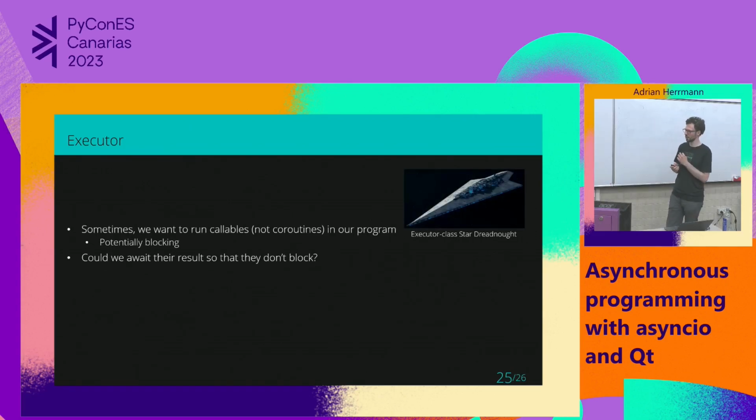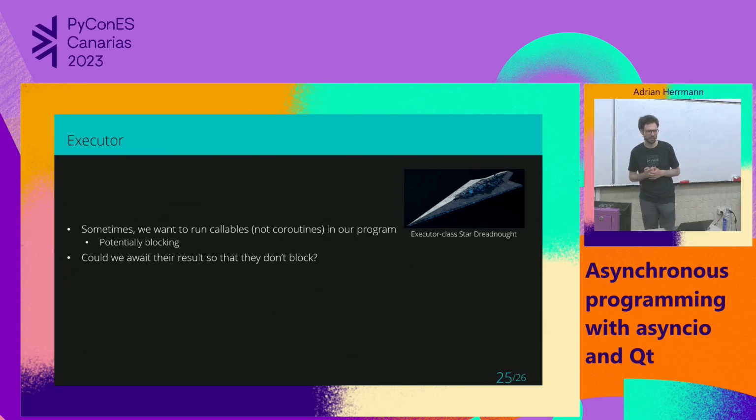There is one class that I had earlier when I had a list of these essential classes. One of them I did not explain. It's the executor. So the idea of an executor is sometimes in our program we want to run a callable that's not a coroutine, and this might also be blocking. So maybe we want our program to handle these callables as if they were coroutines in a way. We want to await these, we don't want to block on them, and so we wonder, could we maybe await the result of this callable so that the entire program is not going to block waiting on this? And here we can cheat a little.